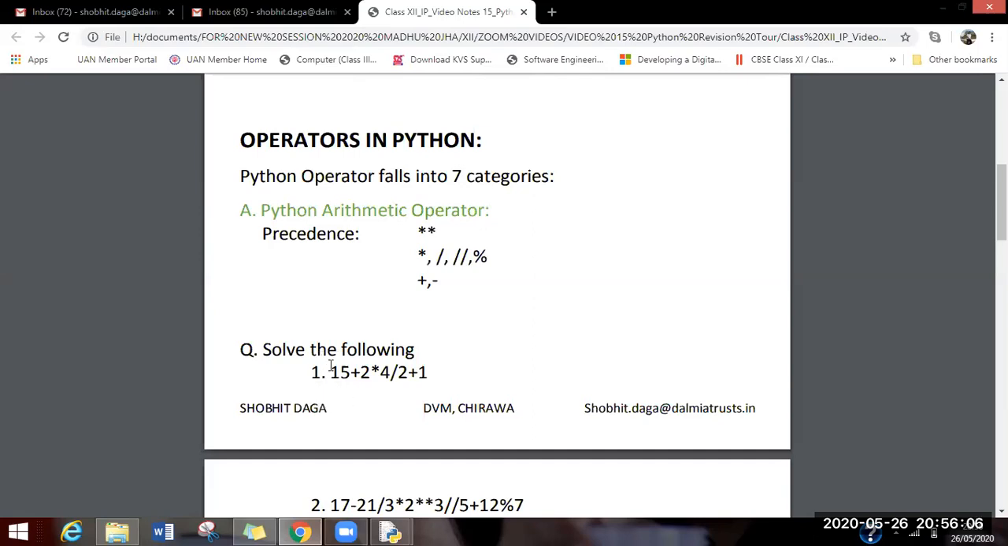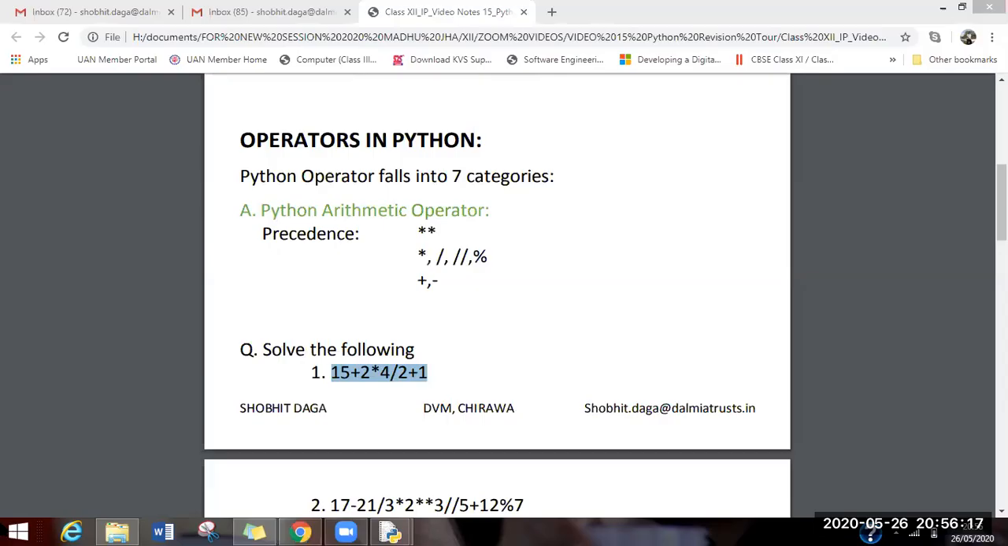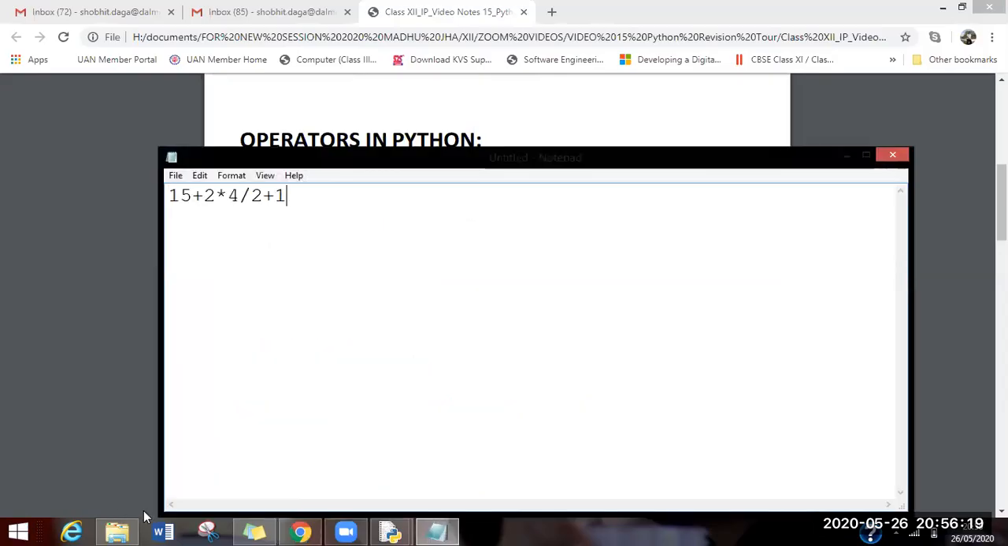So for an example, suppose we take these numbers, 15 plus 2 into 4 divided by 2 plus 1. So this is our expression. How are we supposed to process it? How does the Python processor process it? It will move from left to right, but it will first check what all operators are involved. Why is this check done? To ensure that all the operators with the highest precedence are processed first.